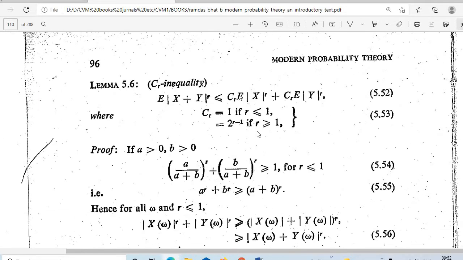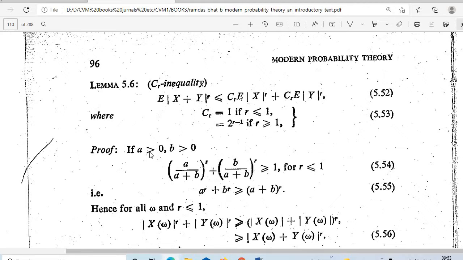Yes, we can consider the Cr inequality. This is a new one. The result is expectation of mod x plus y raised to r is less than or equal to Cr into expectation of mod x raised to r plus Cr into expectation of mod y raised to r, where Cr equals 1 if r is less than or equal to 1, and 2 raised to r minus 1 if r is greater than or equal to 1. Okay, so let us prove this inequality.